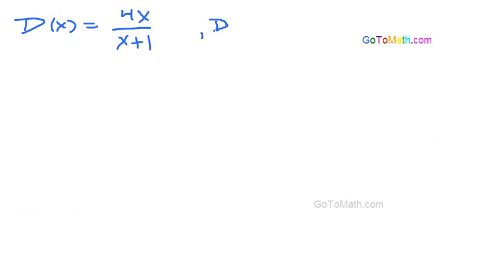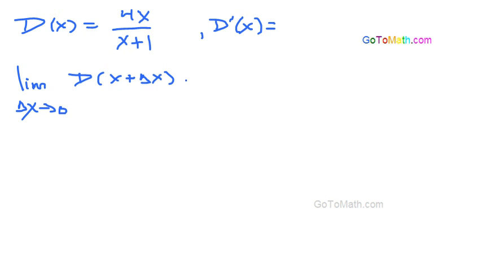So we're actually trying to find D prime of x. That will be the derivative. And we're going to use the definition. That would be the limit as delta x approaches 0 of D of x plus delta x minus D of x over delta x. Okay? Alright, so let's go ahead and find this guy right here.